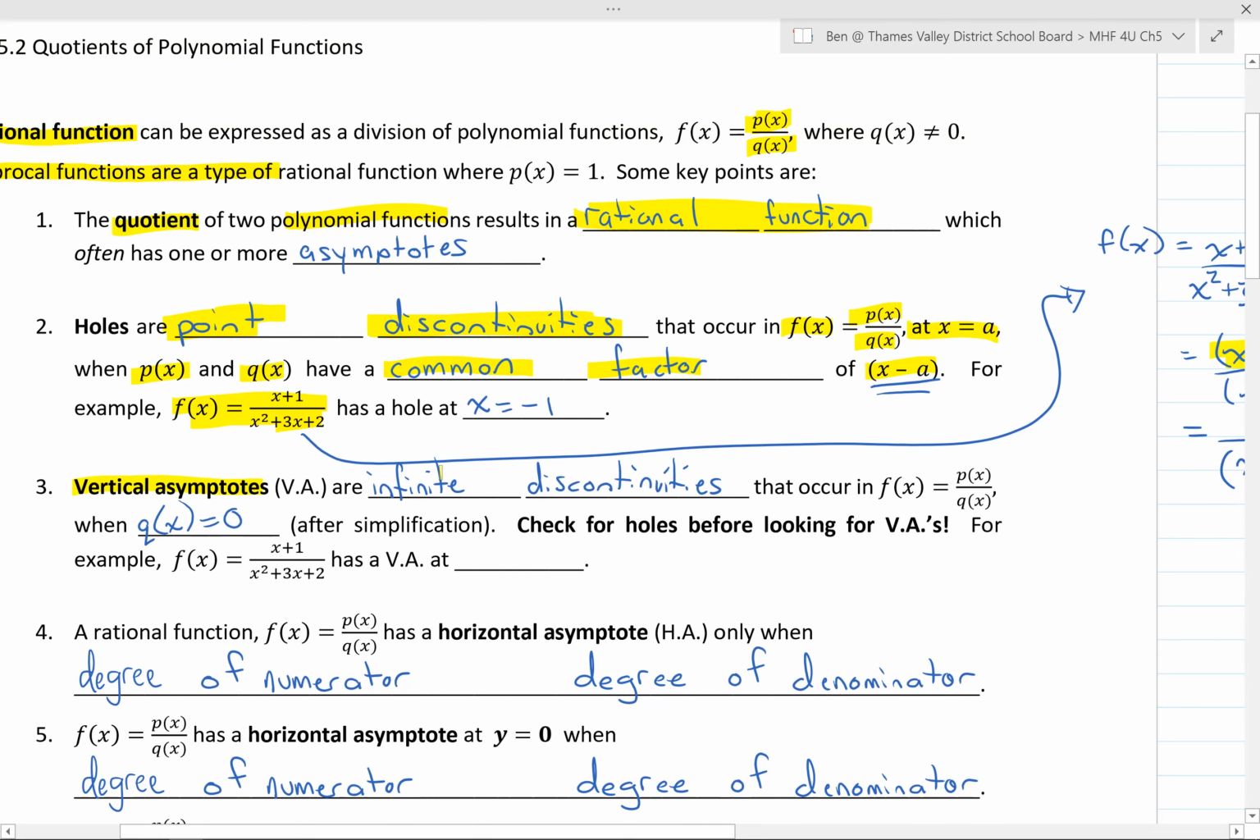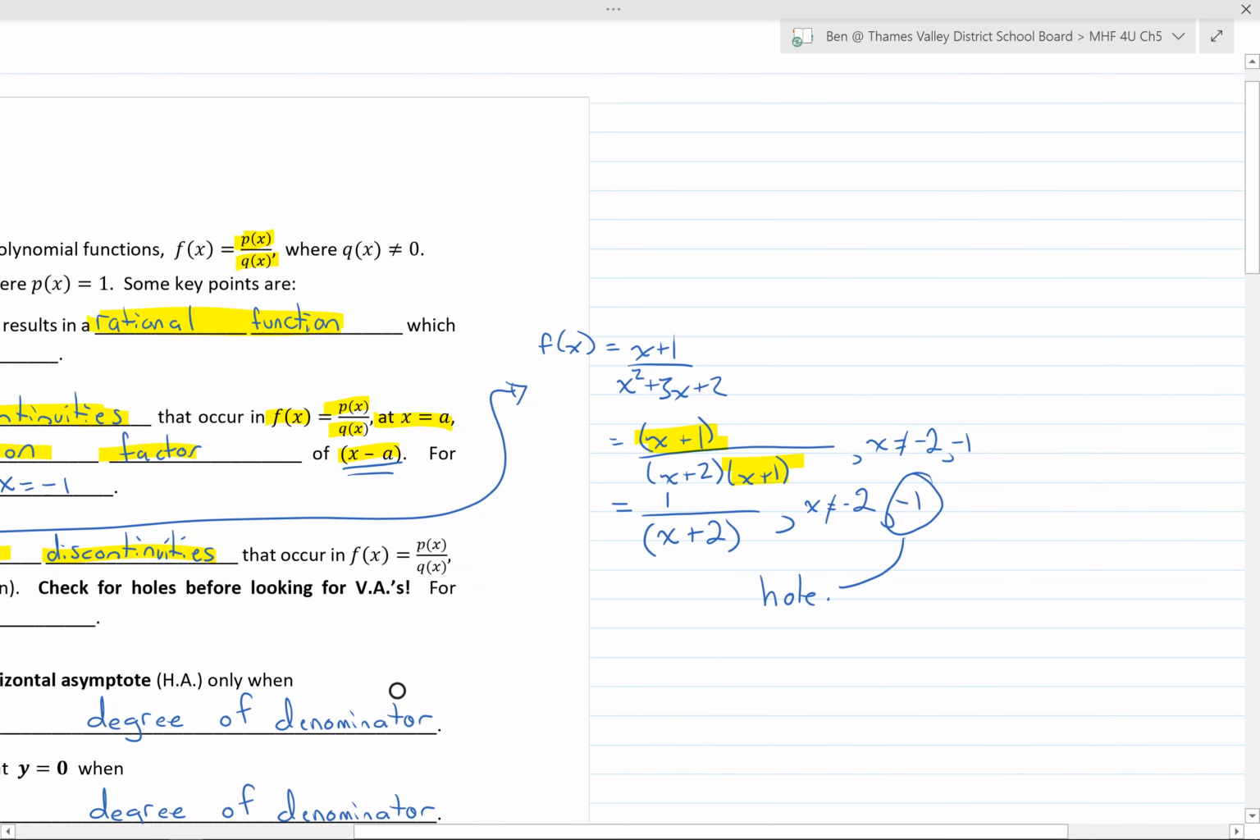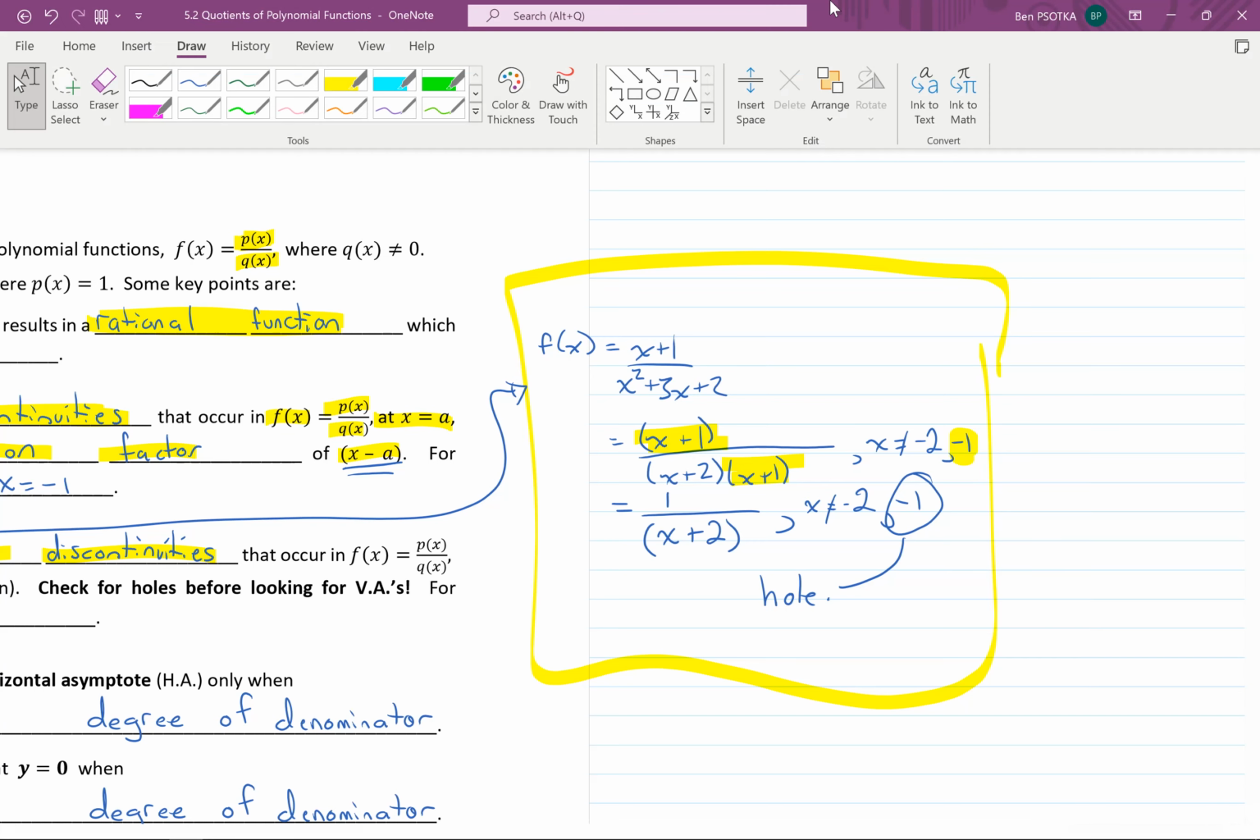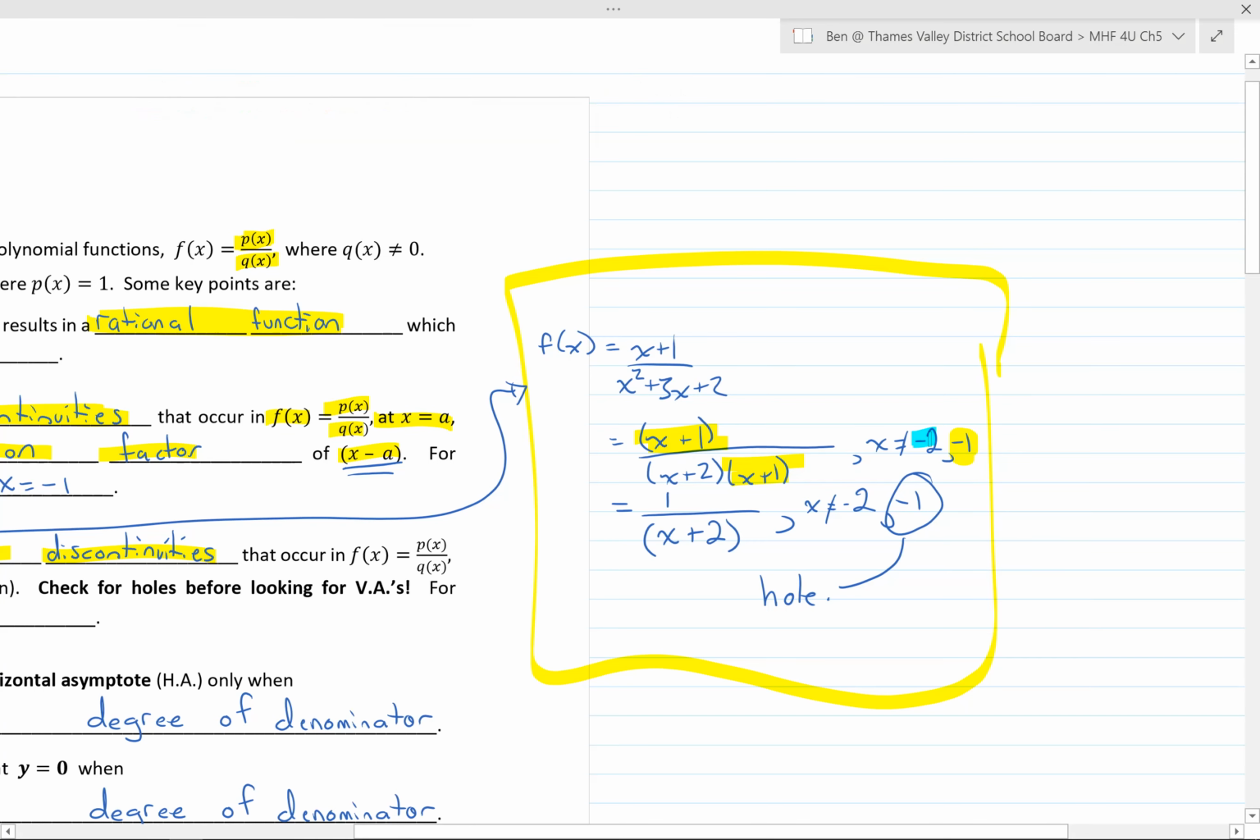A vertical asymptote is what we call an infinite discontinuity, and that means it's a discontinuity where your function is approaching plus or minus infinity, and it will occur in our rational function if our denominator, in this case we call it q of x, equals 0 after we have simplified. And that means sometimes we'll simplify first, like we did in the previous example. So this kind of problem would have a hole at x equals -1, but it would have a vertical asymptote at x equals -2 because that's a root of a factor of my denominator.